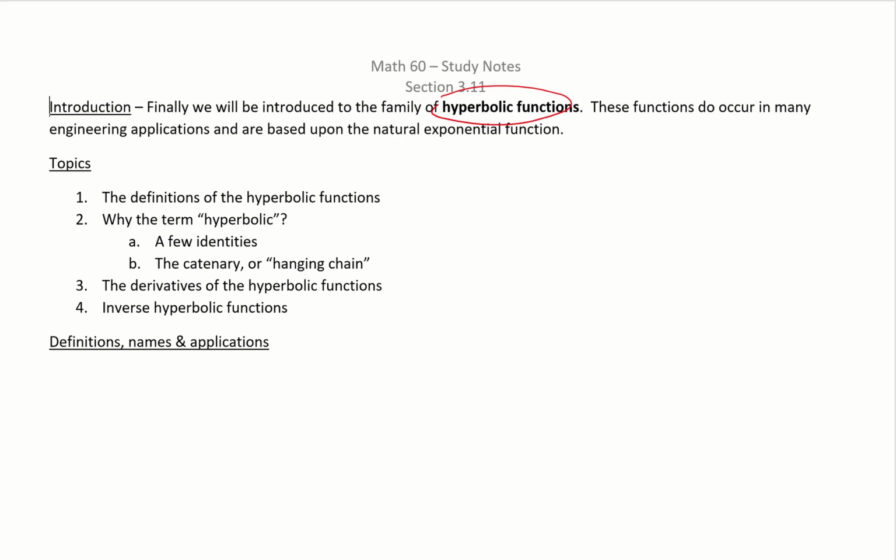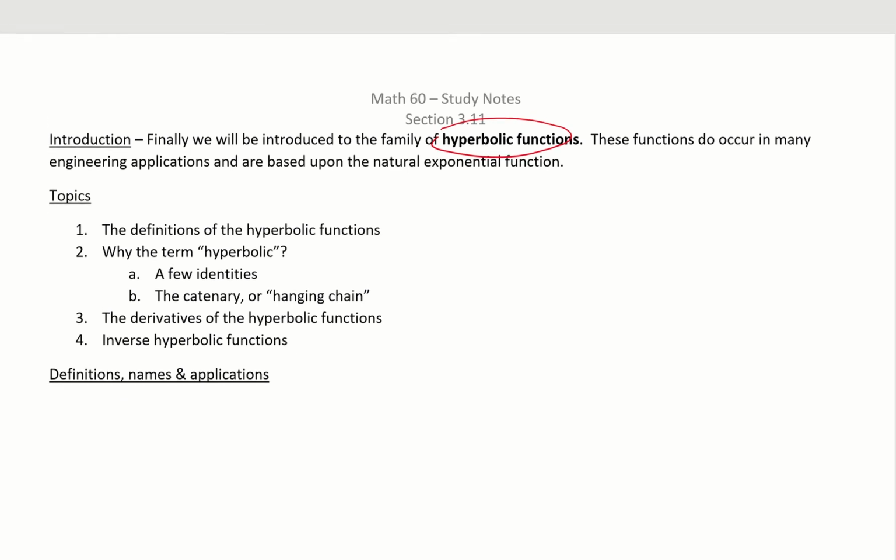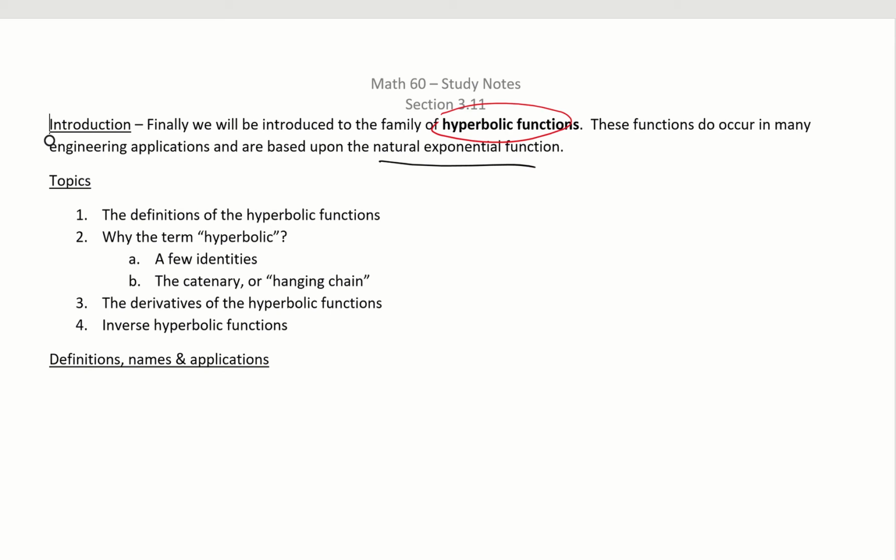So what is a hyperbolic function? In class today, we were talking about it, and there are definitions. These guys occur in engineering a lot of times. And so let's write it. It's based upon the natural exponential function. So for example, cosh of x stands for hyperbolic cosine. There's a reason for all these names. It's defined to be (e^x + e^(-x))/2.